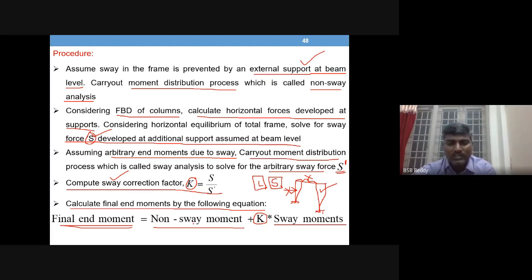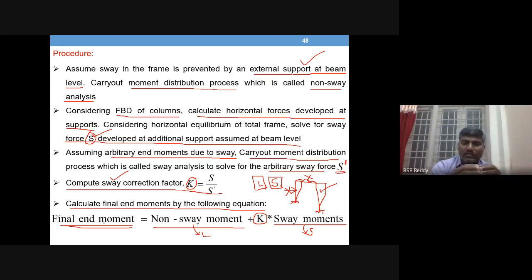Non-sway moments, in the sense these moments are due to given loads alone. This is only due to sway. So principle of superposition again. So we have both loads as well as sway. So loads will develop moments in the frame, and sway also develops moments in the frame. So we are going to find out two things separately. Then we add them according to their sign. Hence, will give you final end moments.